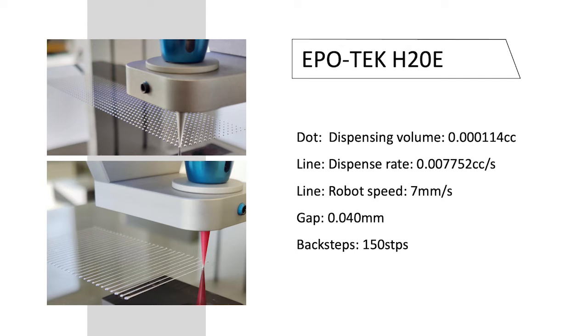H20E was able to make repeatable dots of a consistent size with almost no tailing. The line dispensing showed a little bit of accumulation at the edges of the lines, but in this case were quite clean, only needing a 150 backstep setting.